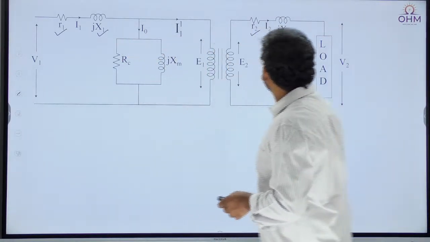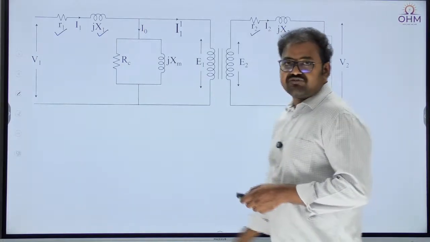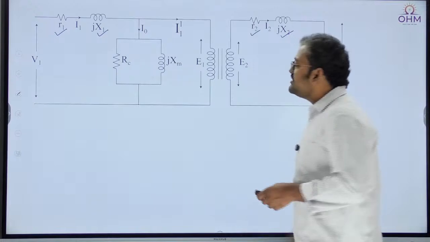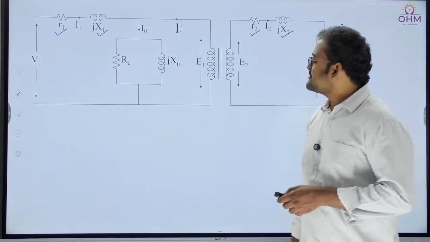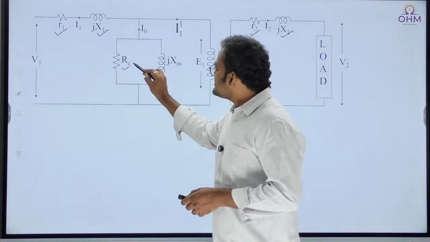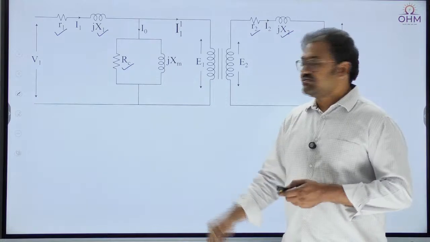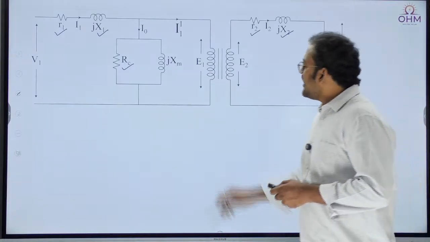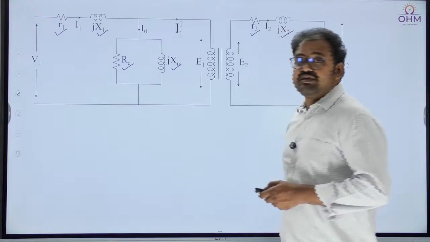X1 and X2 represent the leakage reactance of the transformer. X1 is the primary leakage reactance, X2 is the secondary leakage reactance. This Rc will represent the core loss value, as we discussed already, finite core loss or iron loss. And this Xm will represent permeability.